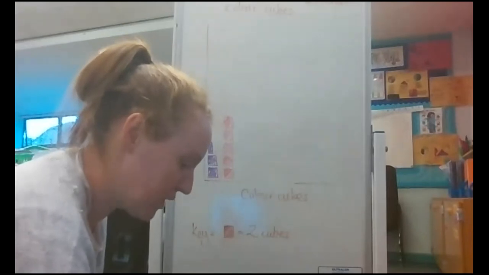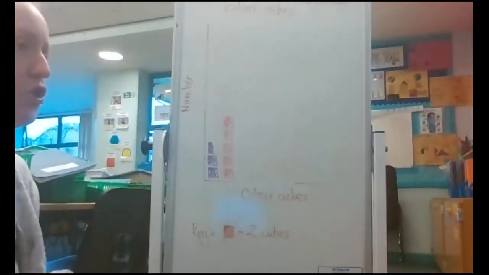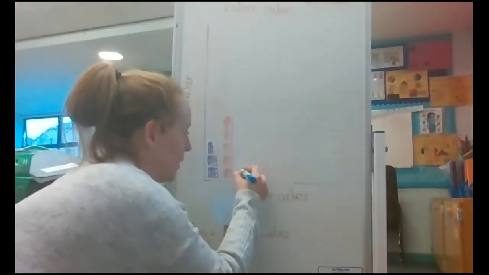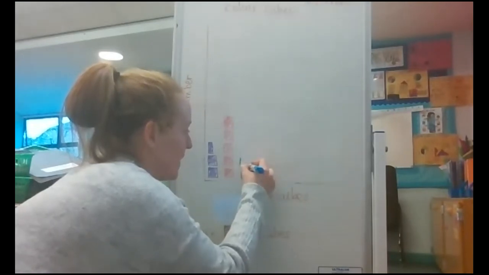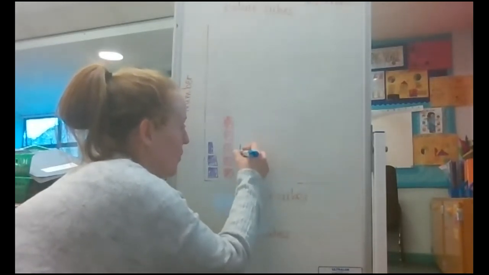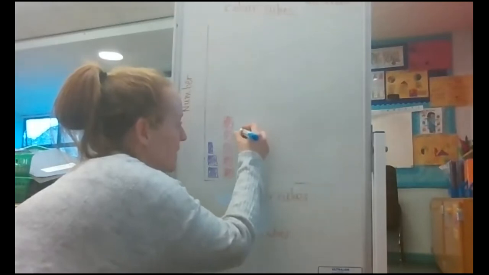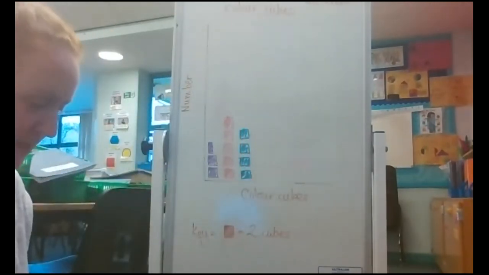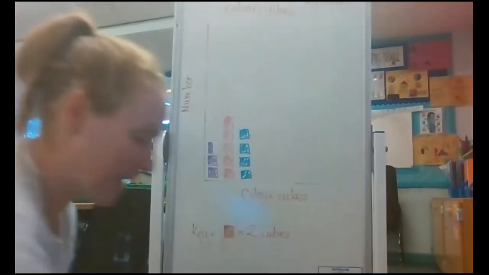Okay, my blues. 1, 2, 3, 4, 5, 6, 7. There's 8 blues. So I'm using 2, 2, 4, 6, 8. I need to draw 4 of them. 2, make sure they're the same size and in line. 4, 6, 8 blues. There we go, representing 2 for each picture.